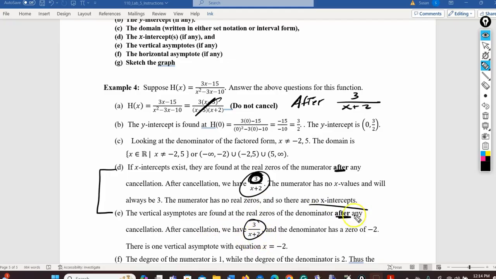Now, what about the denominator? Well, we can see that the denominator has a 0 of -2. If x is -2, it will make the denominator 0. So we do have one vertical asymptote. Its equation, since it's a vertical line, is x equals -2.